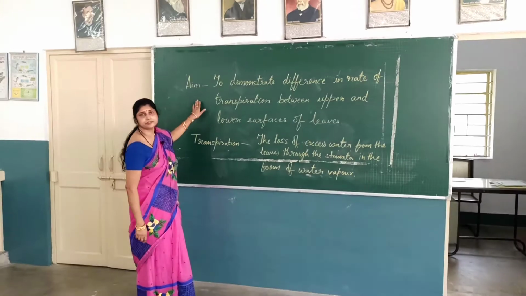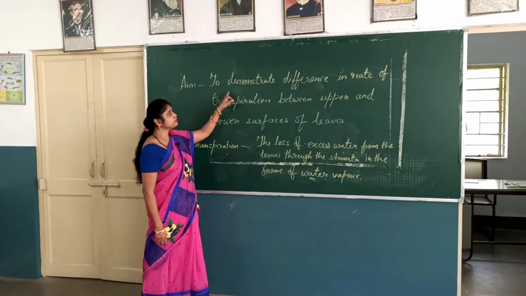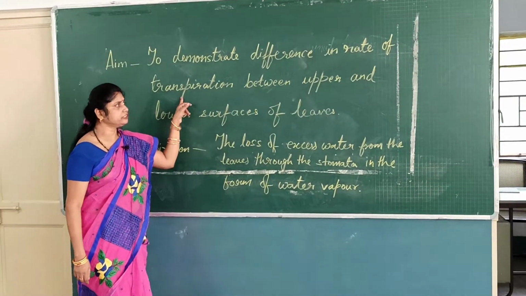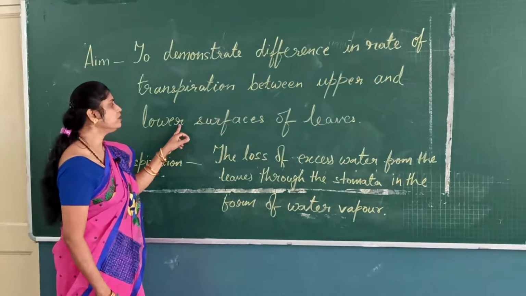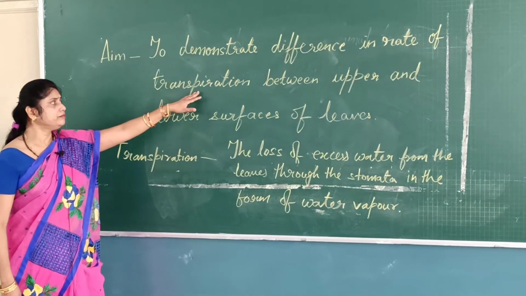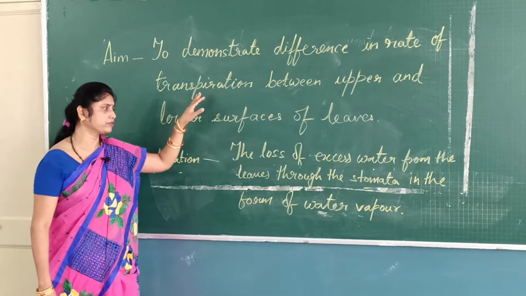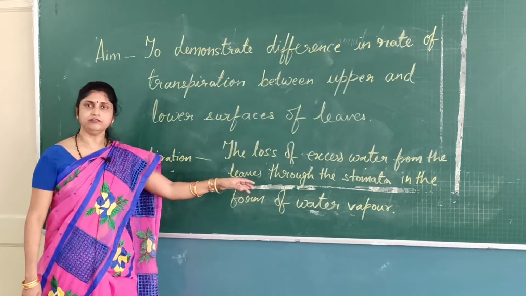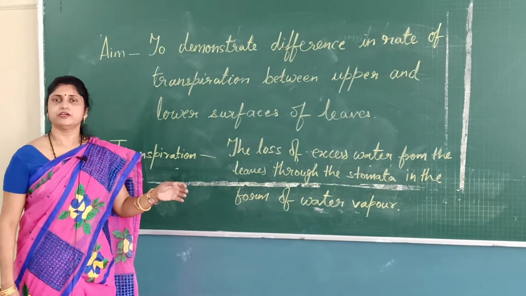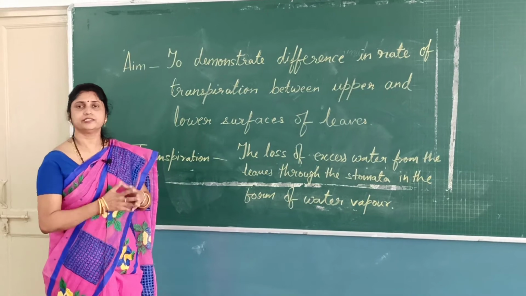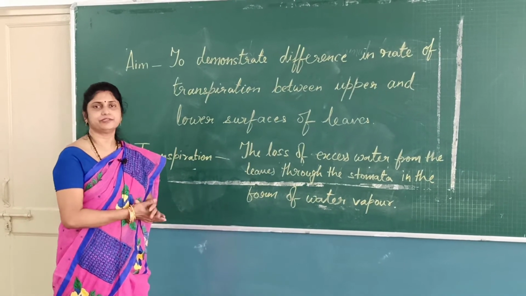The aim of the experiment is to demonstrate the difference in rate of transpiration between upper and lower surfaces of the leaves. Now what do we mean by transpiration? Transpiration is the loss of excess water from the leaves through stomata in the form of water vapor. This process is known as the transpiration process.